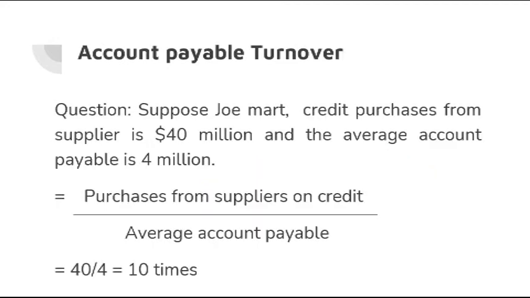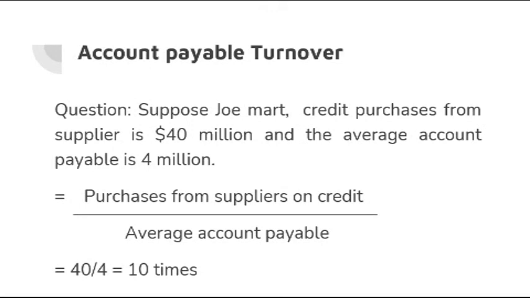Now, accounts payable turnover ratio. What does this ratio mean? It is basically how much time a company takes to pay off its suppliers. Suppose a question is that Joe Mart has made credit purchases from its supplier amounting to 40 million, and the average accounts payable is 4 million. The formula says purchases from supplier on credit divided by the average accounts payable. Again, you are talking about the credit purchases, and average accounts payable is opening payable plus closing divided by 2. That comes out to be 10 times. So, the analysis is that it will take the company 10 times in a year to pay off its obligation.